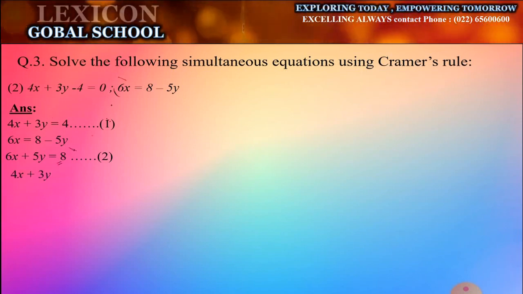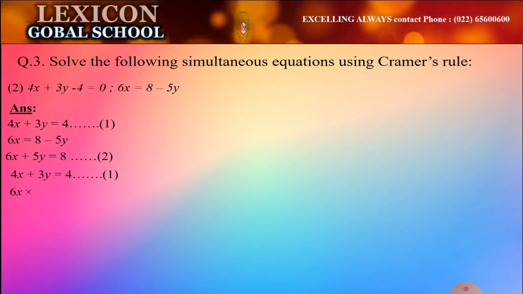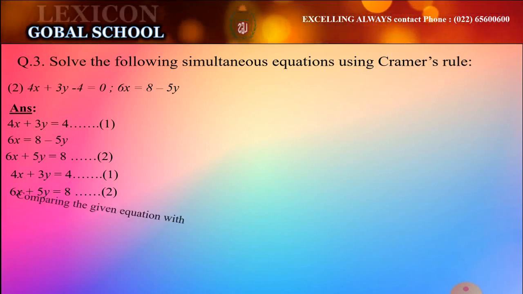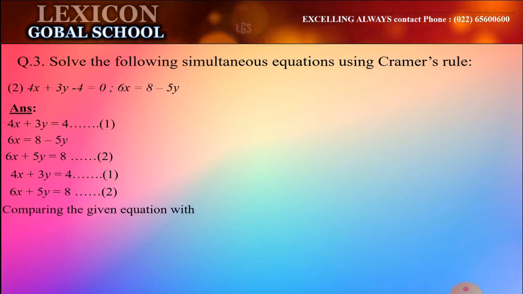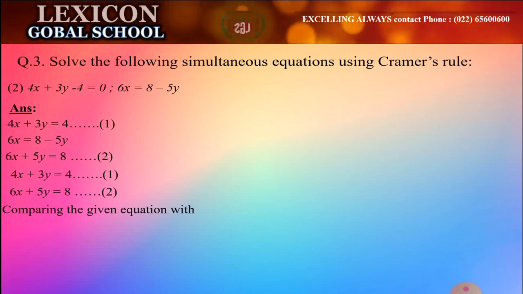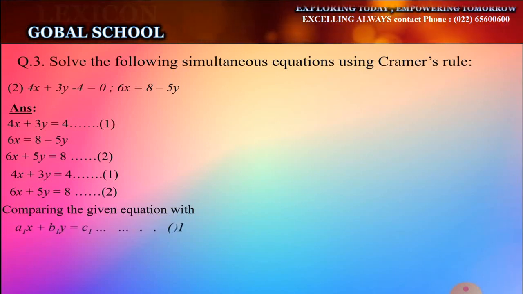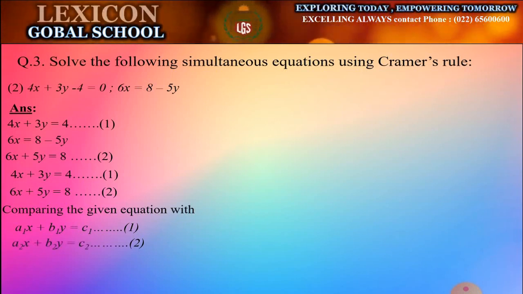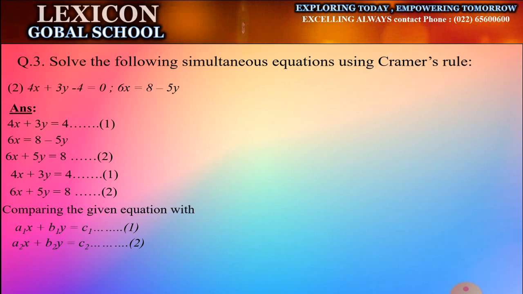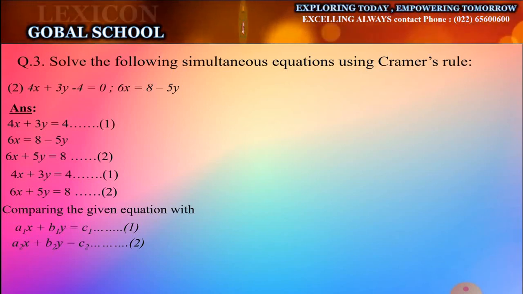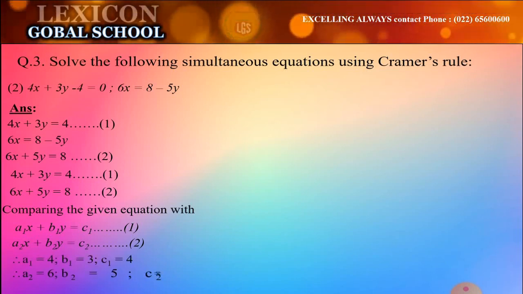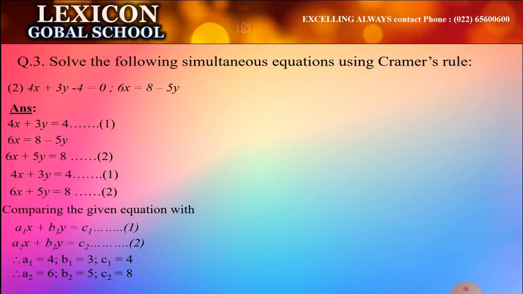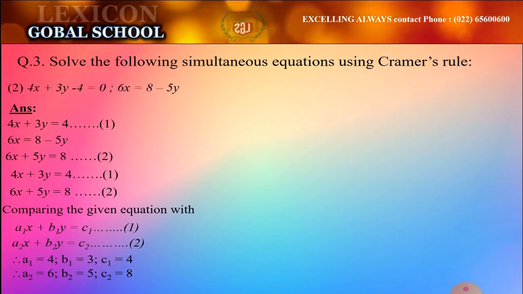We rearrange the first and the second equation one below the other. And now we are going to compare it with the standard form. That means a1x plus b1y is equal to c1, a2x plus b2y is equal to c2. After comparing equation 1 and equation 2 with the standard form of the equation, we have a1 as 4, b1 as 3, c1 as 4. Similarly, a2 as 6, b2 as 5 and c2 as 8.